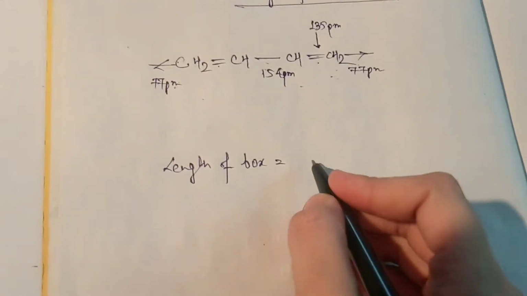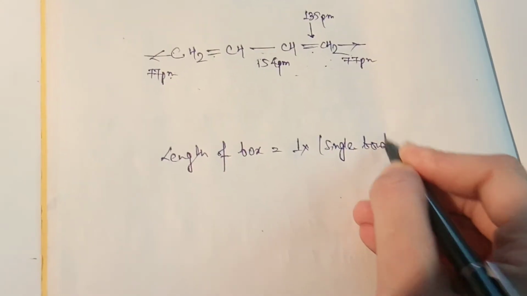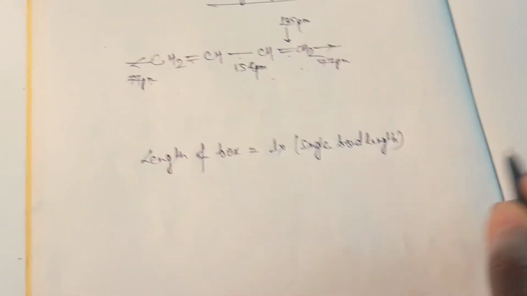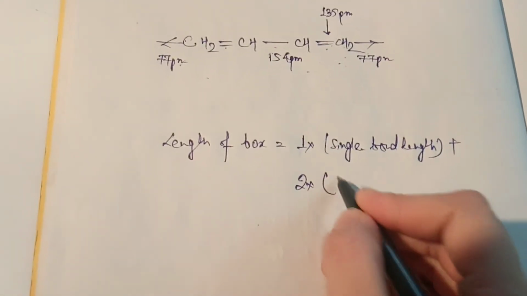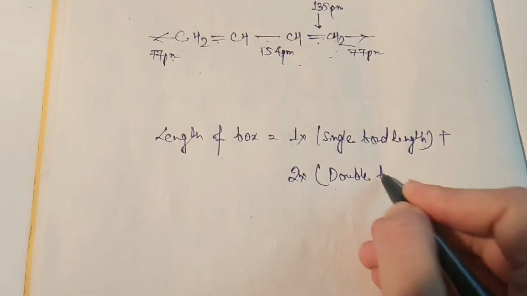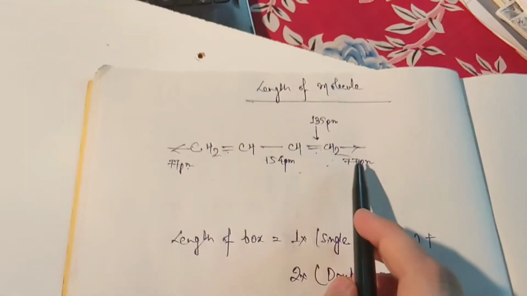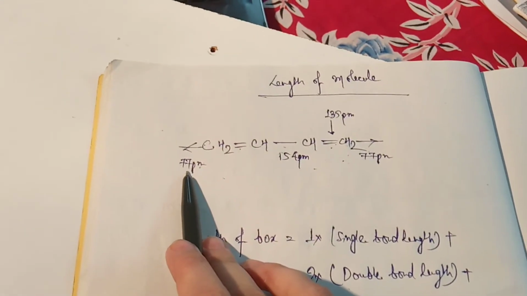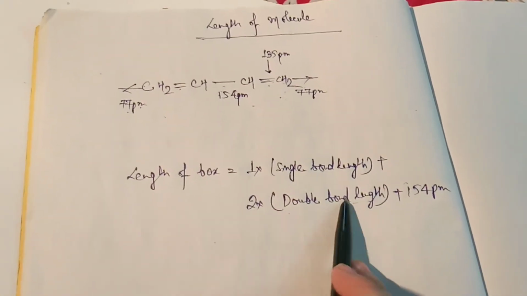is equal to 1 into single bond length, plus 2 into double bond length, since here we have two double bonds, so we have multiplied 2 with the double bond length, plus an extra 77 picometer on both sides of the molecule, that is 154 picometer, as further extension for the molecule.